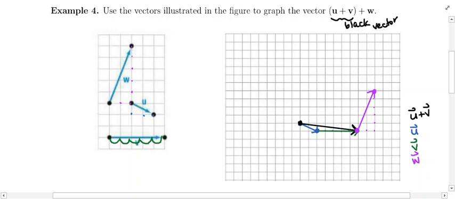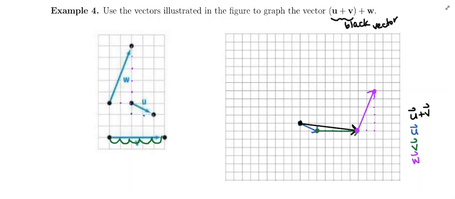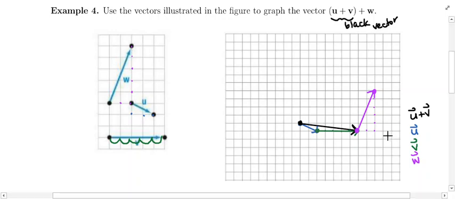Okay, so now I can draw in the final answer, and I will put that in red. So we are doing the black vector plus the purple vector. To draw the resultant, the initial point is going to coincide with the initial point of u plus v, the initial point of the black vector, and the terminal point will be the terminal point of w, or the terminal point of the purple vector. So we're drawing from the initial point to the terminal point, so the arrow will be right here.